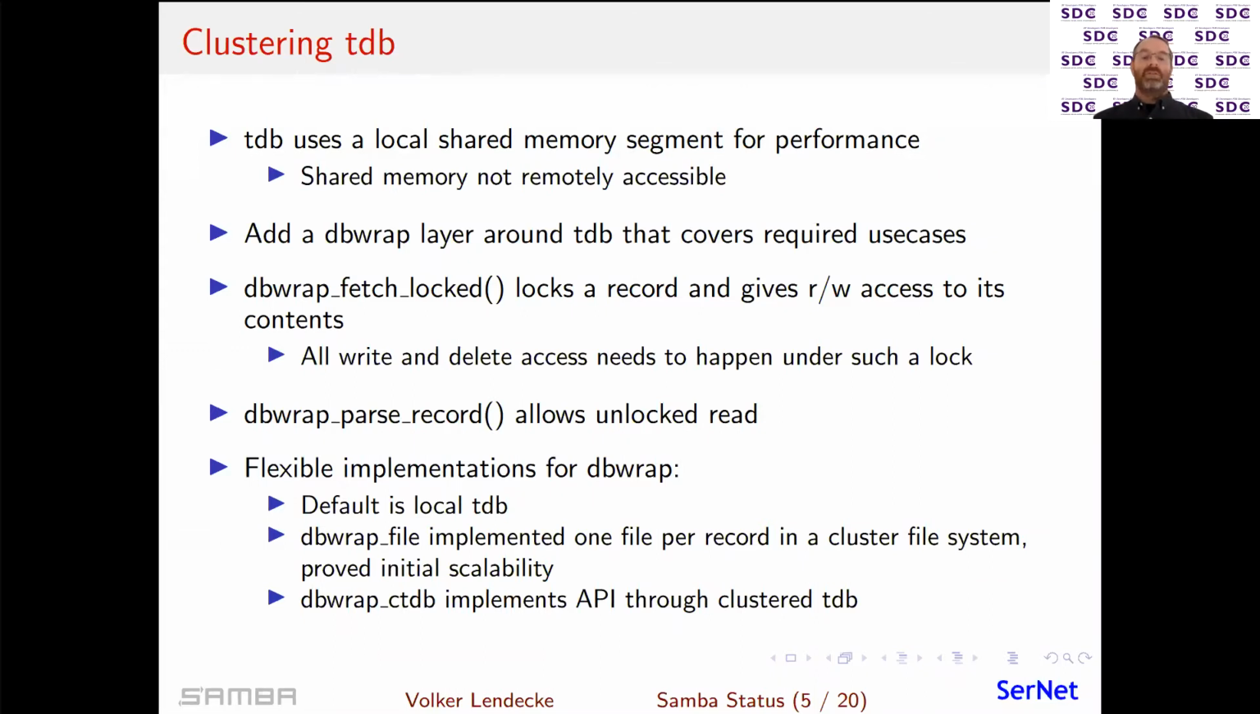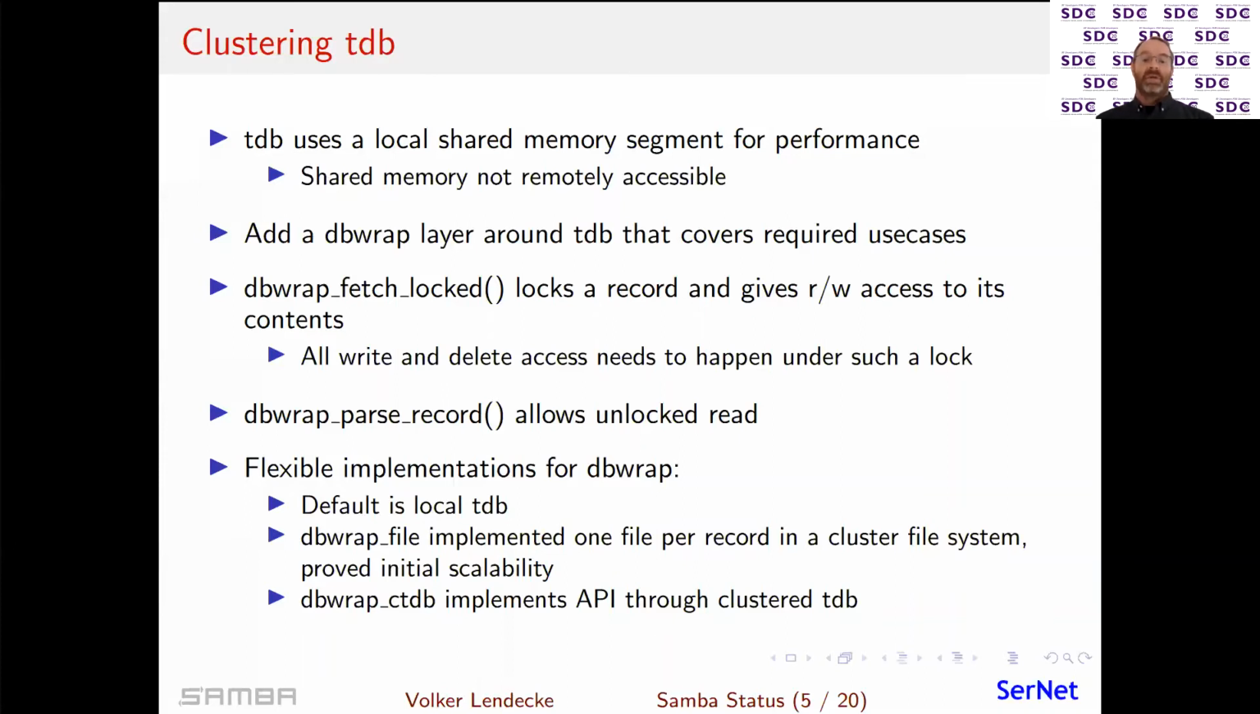We did it in a way that you can do a flexible implementation of dbwrap. The default that we initially did was local TDB, of course, because that's what we have. And to show that this actually works even with other implementations, we implemented dbwrap file, which does the following. It uses a shared directory between all processes, and per record that dbwrap has to manage, it uses one file per record. The name is a hash of the key. We have a key value store, so we have a key, we do a hash, and the hash is the file name.